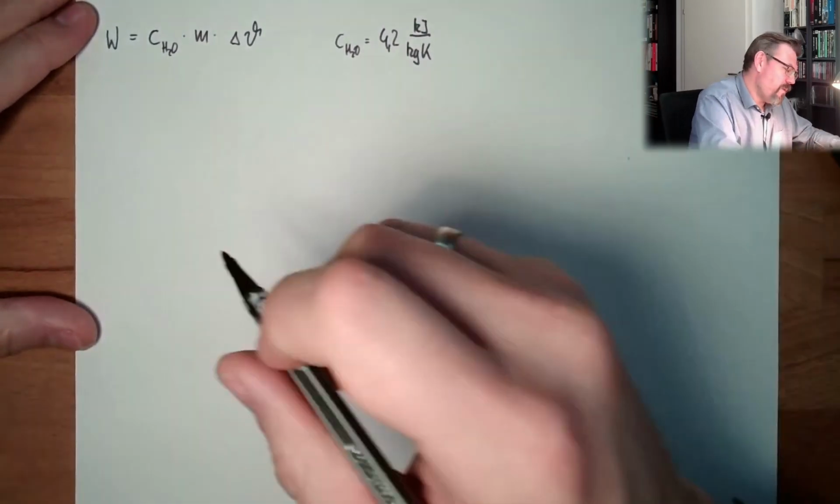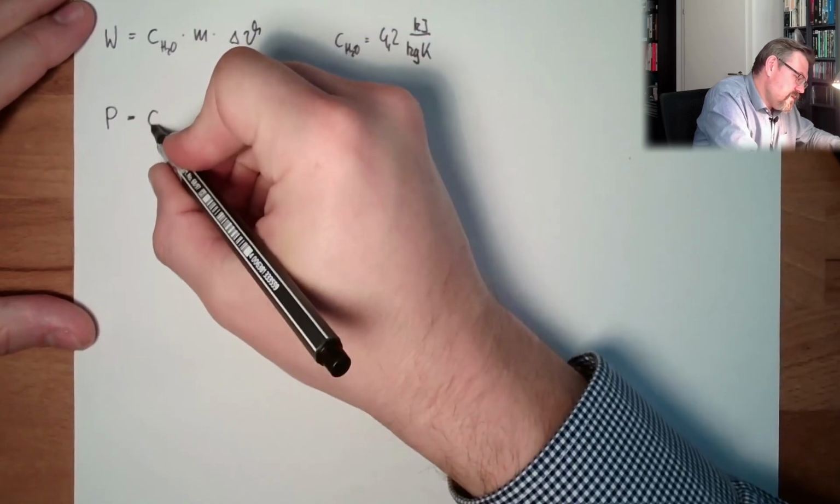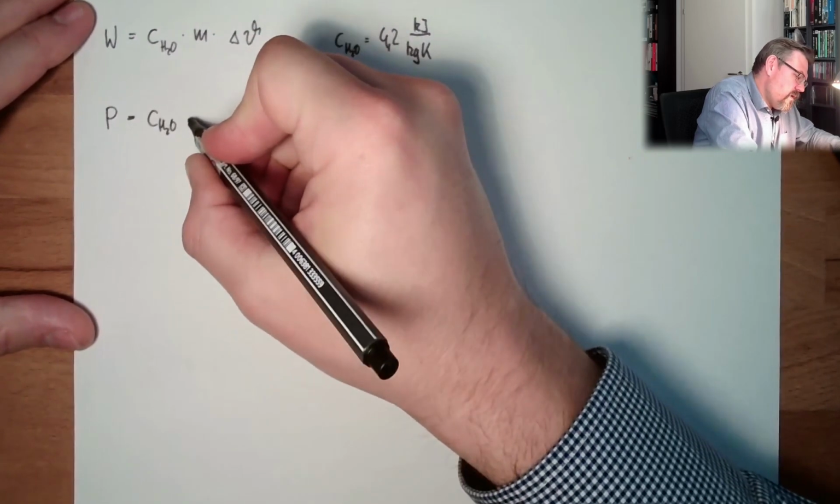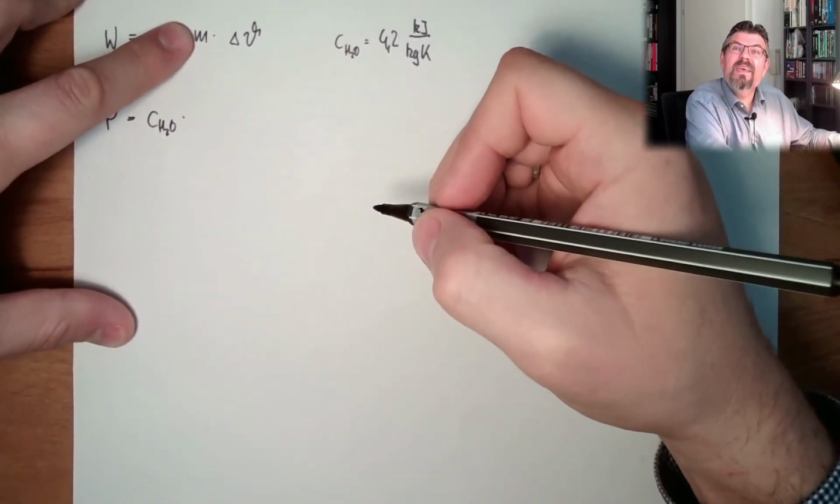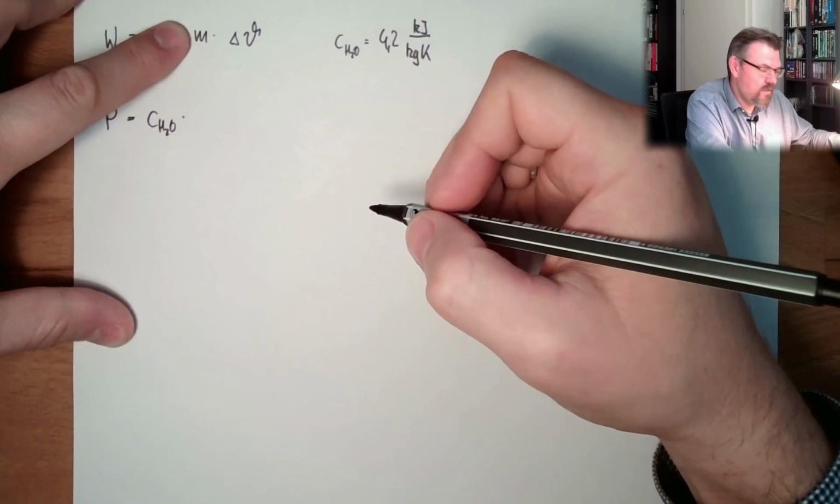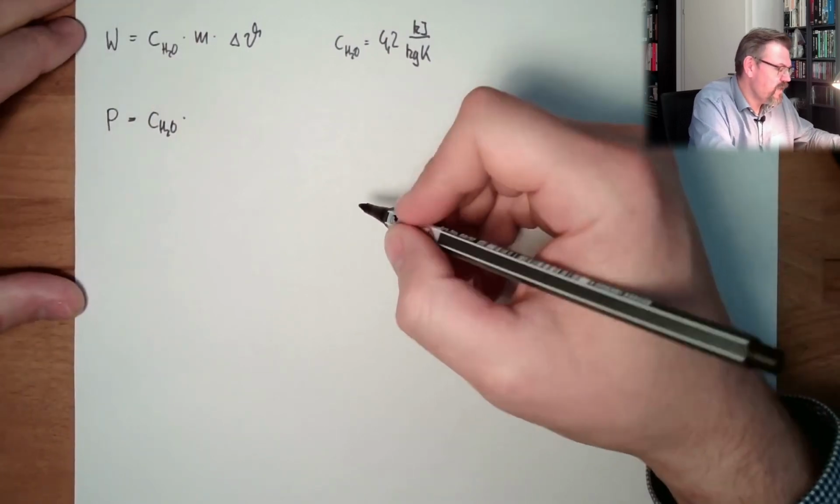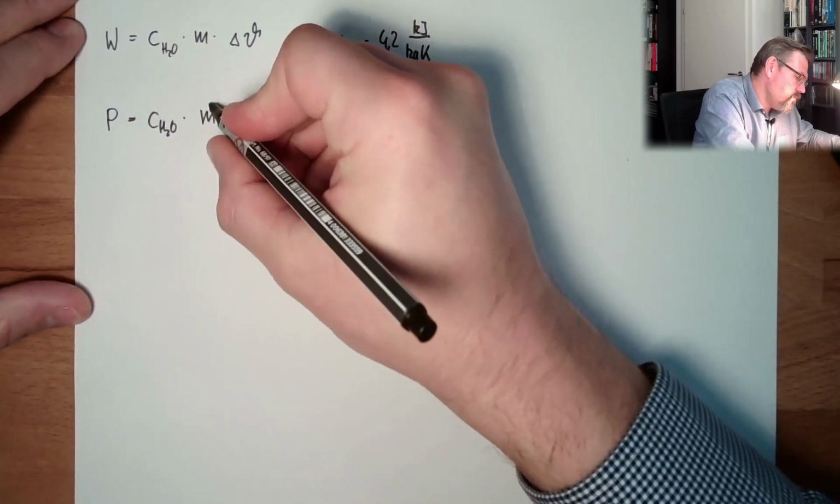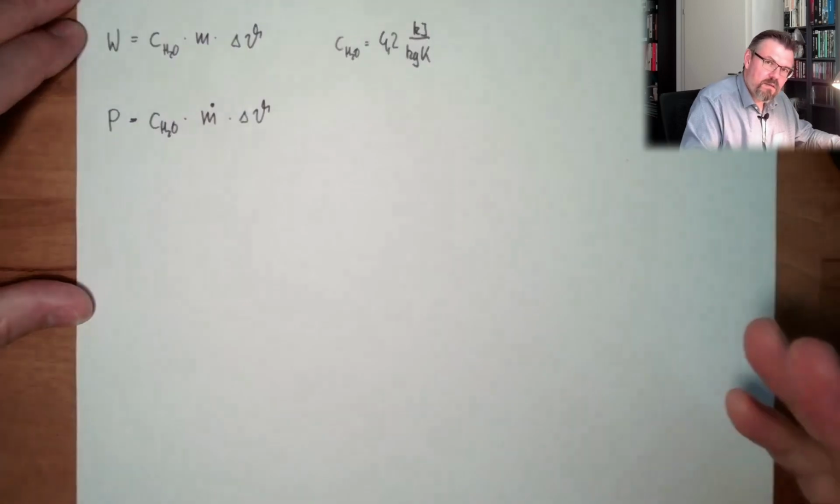So we have a given power. So the power we have is, and now it's not the mass, but the mass flow. How many kilos per second, right? This is how much work per second. So this is how many kilos per second. So it's the flow. The rest is the same.